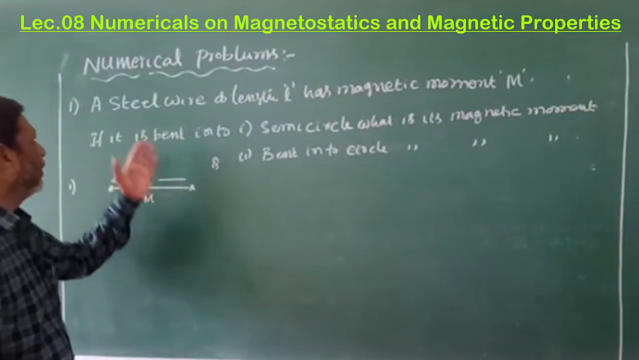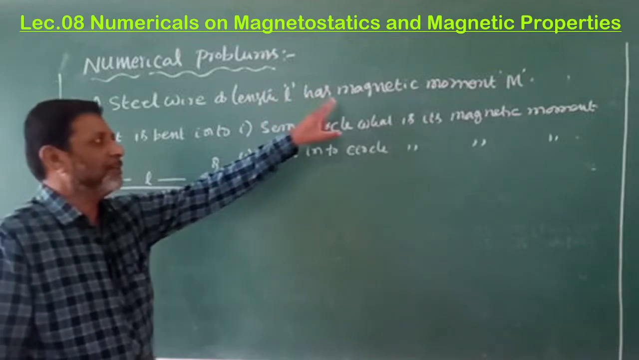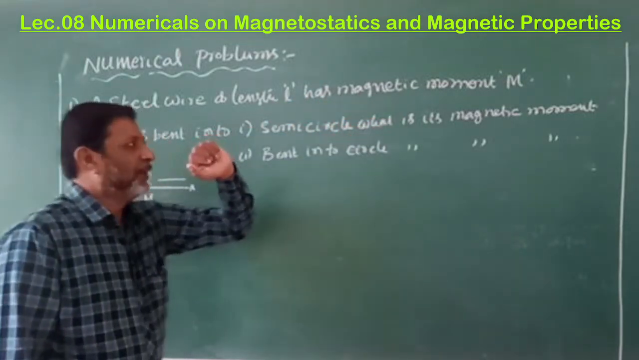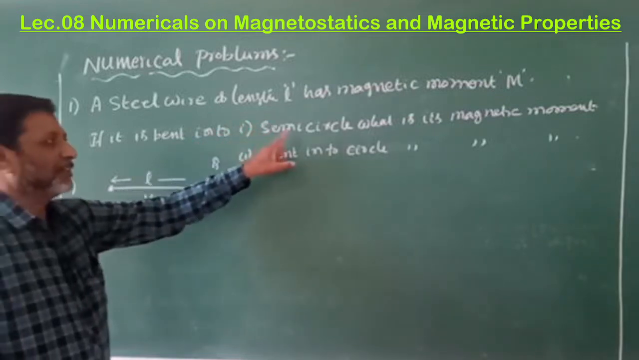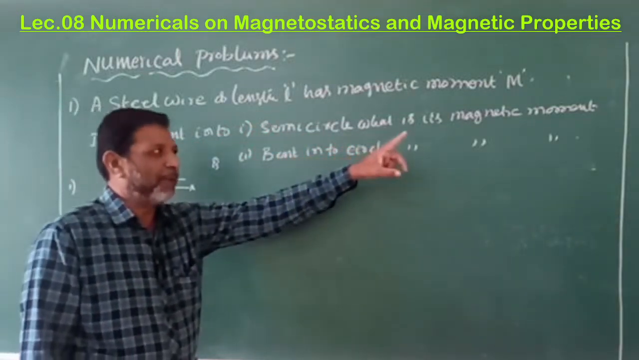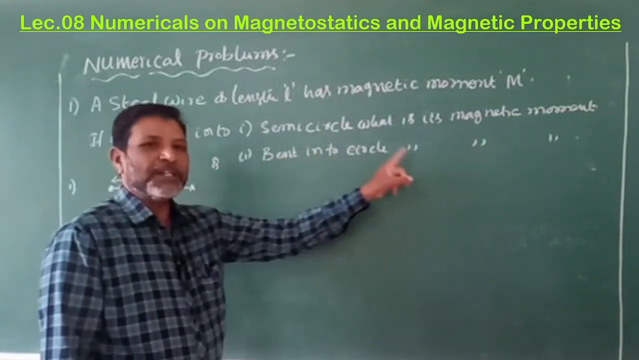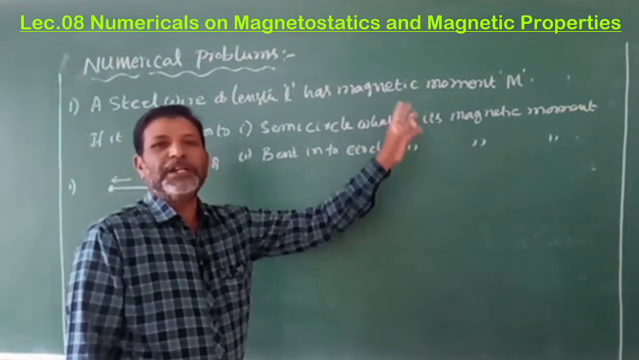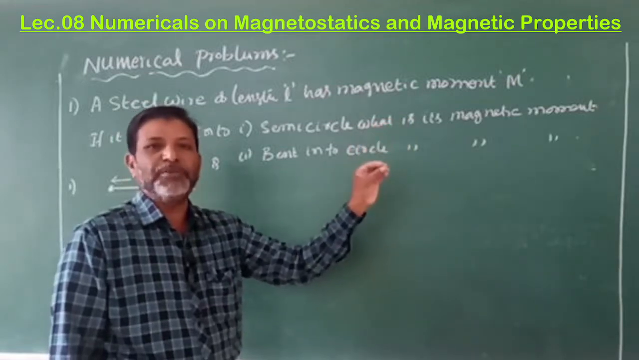First, carefully see what is given: a steel wire of length L has a magnetic moment M. If it is bent into, the first case, a semicircle, what is its magnetic moment? Second, if it is bent into a circle, what is its magnetic moment? That is, in these two cases, we have to calculate the magnetic moment of the wire.